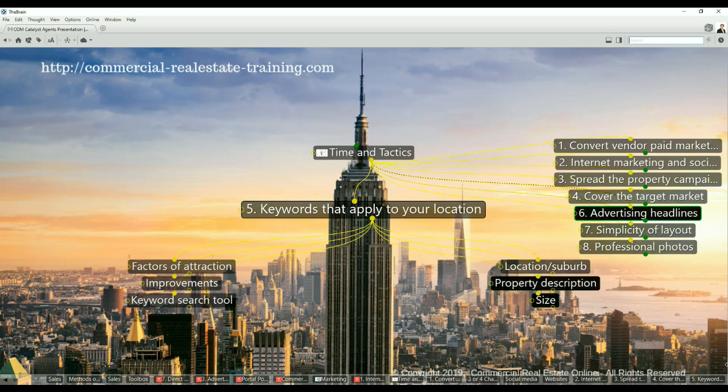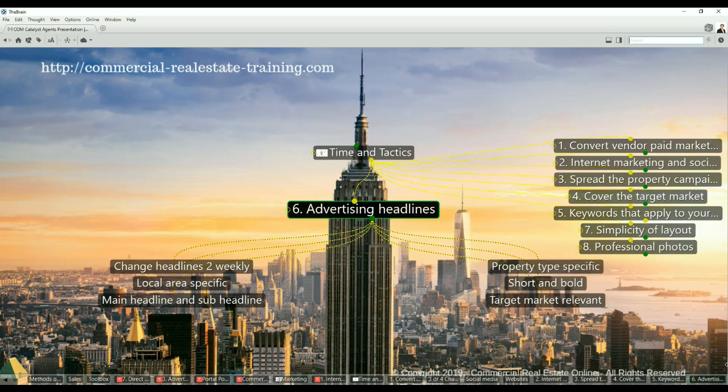Let's go further. Advertising headlines. So important in the process of marketing. So what do you do when it comes to advertising headlines? Well, think about it. Change the headlines once every 2 weeks so you're refreshing the property advertisement. Understand local area specific headlines that can pull in people for the location. You will need a main headline and a sub-headline.